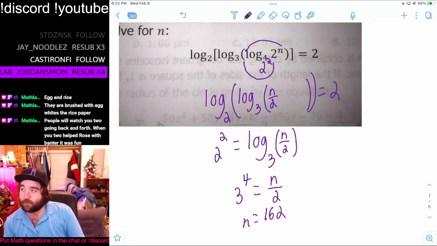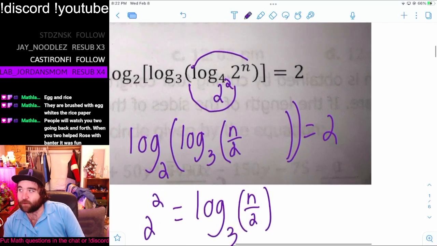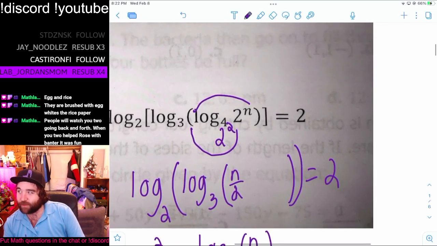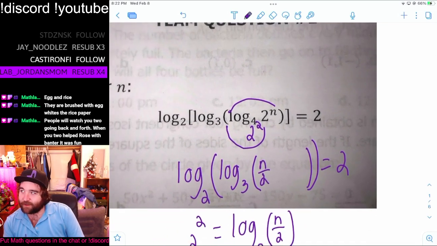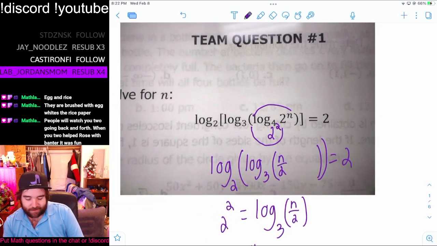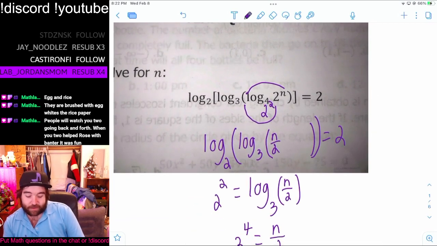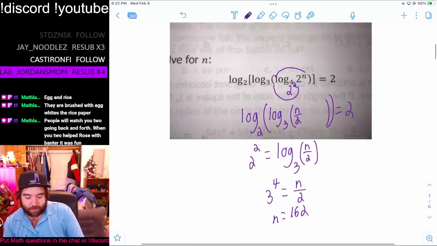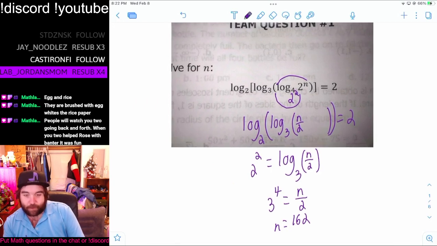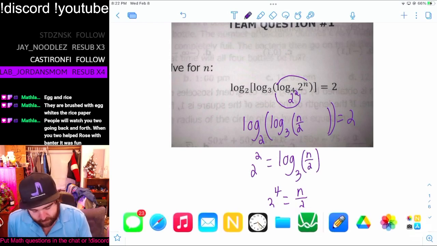That's actually a really big number. Does that make sense? You're doing 2 to the 162 to start out the problem, but then you're taking the log base 4, the log base 3, and the log base 2, which I guess does bring it down a lot. Put it in your calculator.